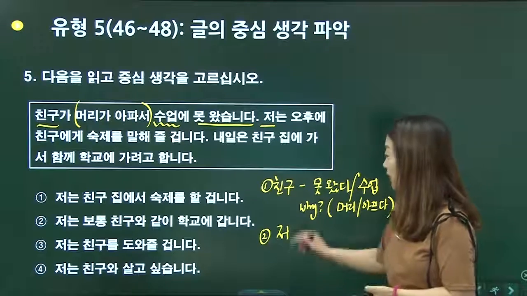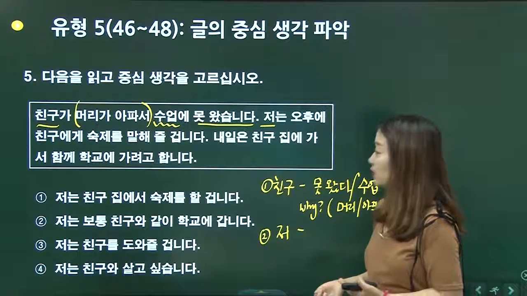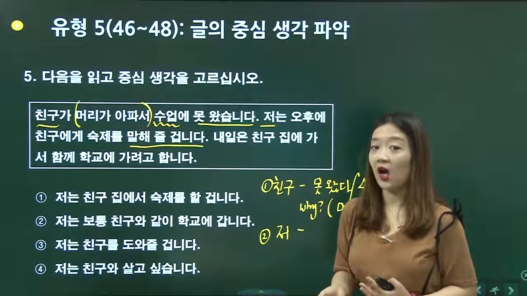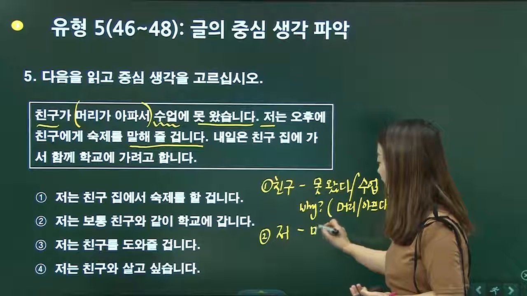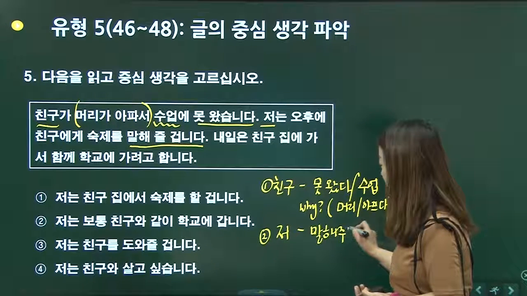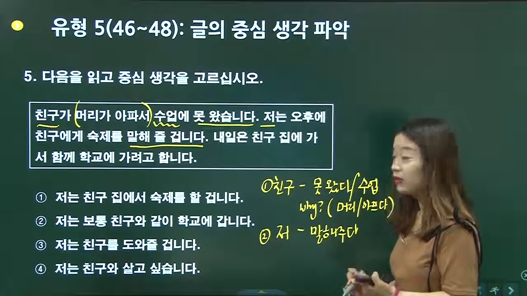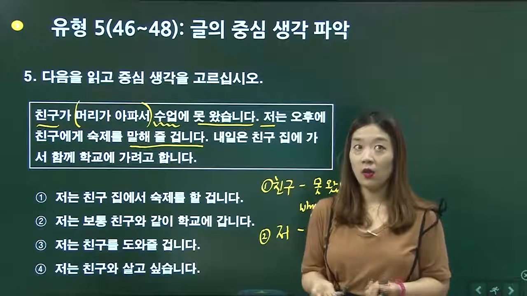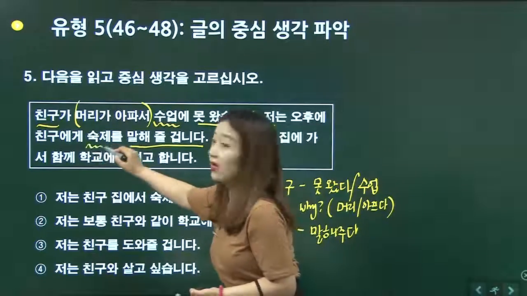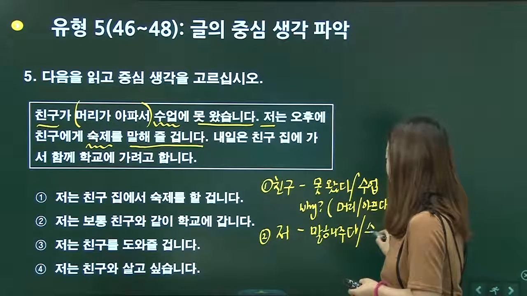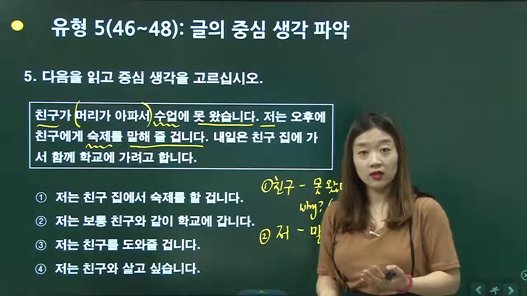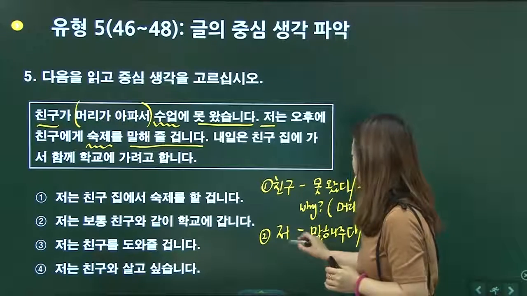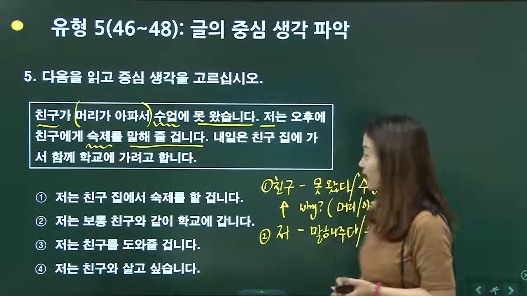Okay, good. So 나는, what did I do? 오후에 친구에게 숙제를 말해줄 겁니다. 말해줄 겁니다. I didn't do it yet, but I will do. 말해주다. So, I will tell him. So you can have the question: what will I tell him? 숙제를, right? 말해줄 거예요. 숙제, homework. Because he didn't come to class today, so I will tell him the homework. 누구에게? 바로 친구에게. To my friend.